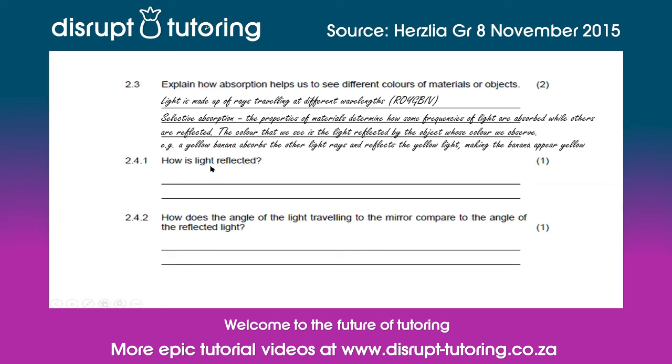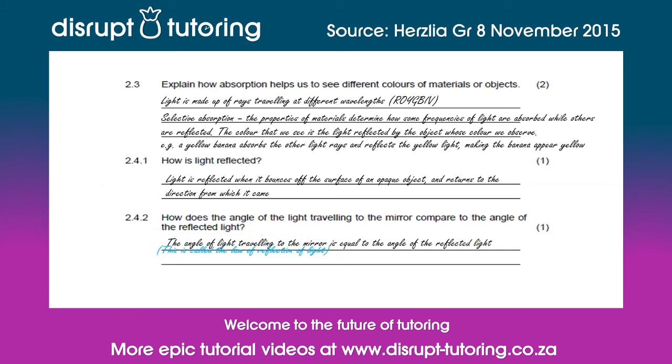And how is light reflected? Light is reflected when it bounces off the surface of an opaque object and returns to the direction from which it came. That is how we get light to be reflected. And how does the angle of light traveling to the mirror compare to the angle of the reflected light? Well, we know that the angle of the light traveling to the mirror is equal to the angle of the reflected light. And this is known as the law of reflection of light. We'll see a little bit more about that in a moment.